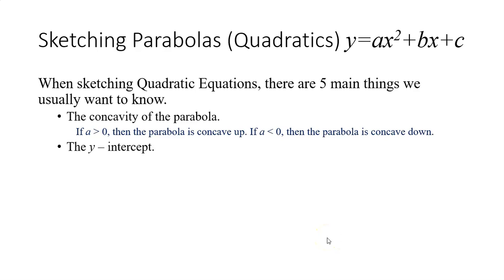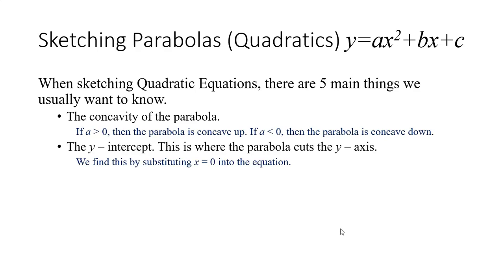Then one of the main important things is we want to find the y-intercept. And that's where the parabola cuts the y-axis. We can find that value by substituting in x equals 0 into this equation. So replacing the x with 0 and then solving that and finding our y value. And that tells us where the parabola cuts the y-axis.